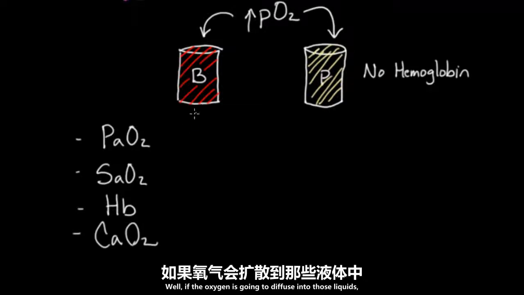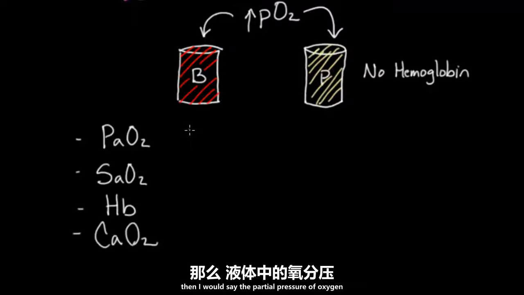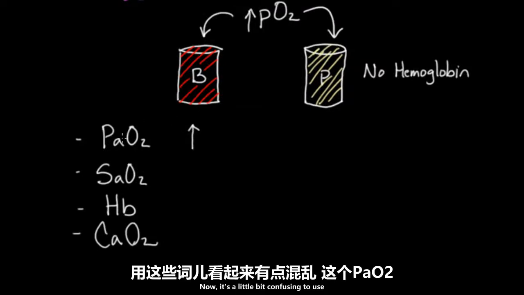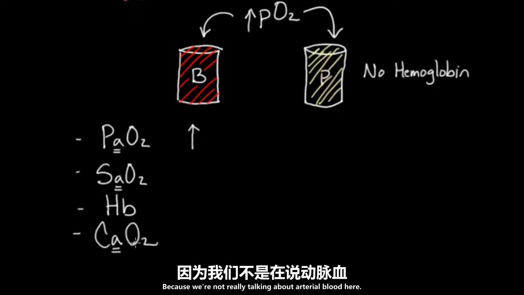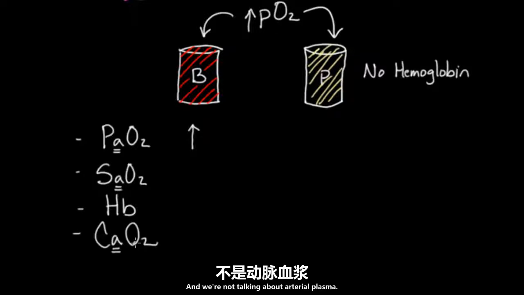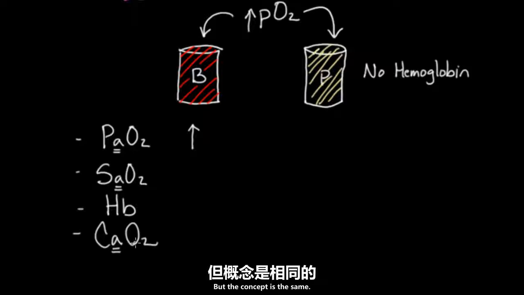Well, if the oxygen is going to diffuse into those liquids, then I would say the partial pressure of oxygen in the liquid would go up. Now it's a little bit confusing to use the words PaO2 in this case, or even down here, CaO2 or SaO2, because we're not really talking about arterial blood here. We're just talking about blood. And we're not talking about arterial plasma. We're just talking about plasma, because there's no artery connected to these 2 tanks of fluid. But the concept is the same. So the partial pressure of oxygen is going to go up in the blood, and it's going to go up in the plasma because it just dissolves into those liquids.